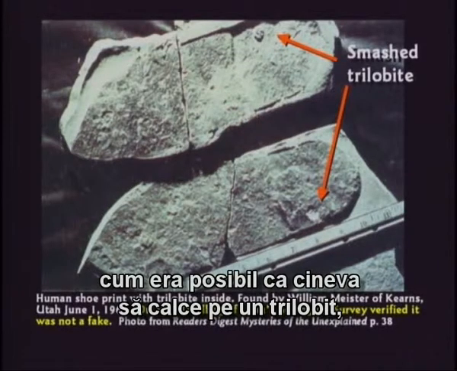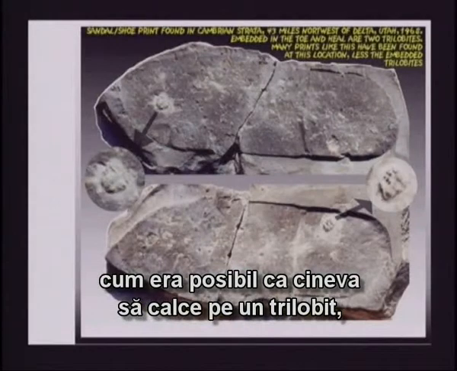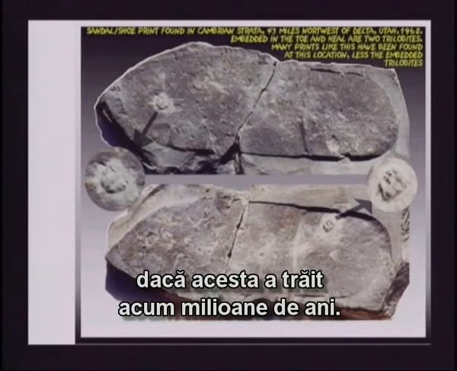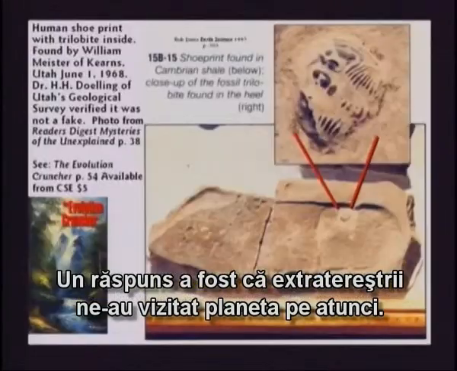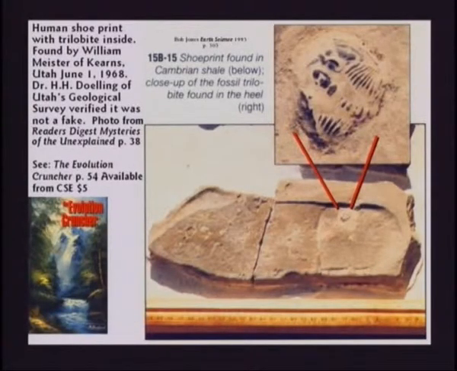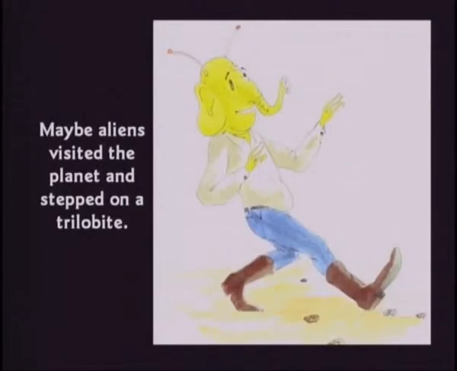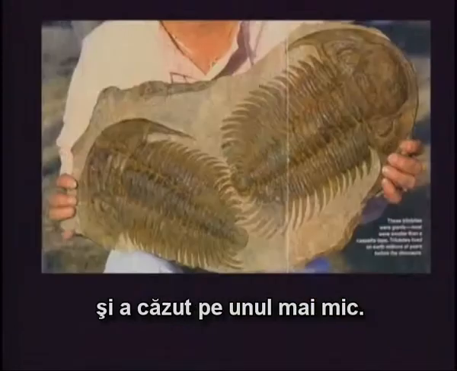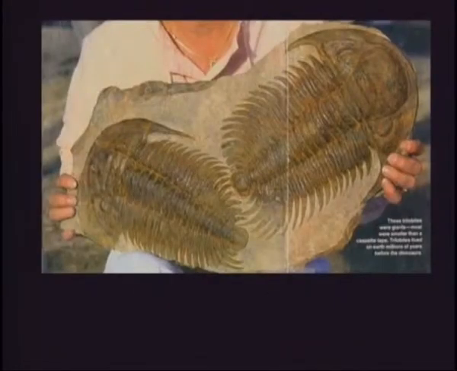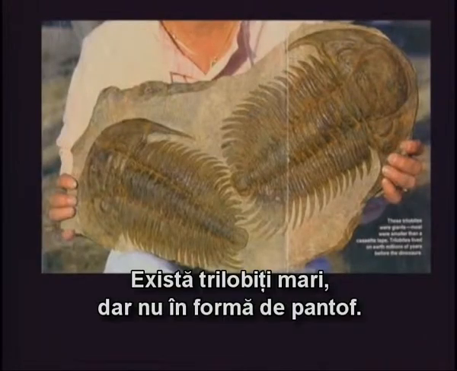They asked geologists all over, how could a human step on a trilobite if trilobites lived 500 million years ago? One guy said, well, maybe aliens visited the planet 500 million years ago. Hey, those aliens will do it every time. Another guy said, maybe there was a large trilobite shaped like a shoe that fell on a small one. Well, hey, there are some big trilobites, okay, but they're not shaped like a shoe.